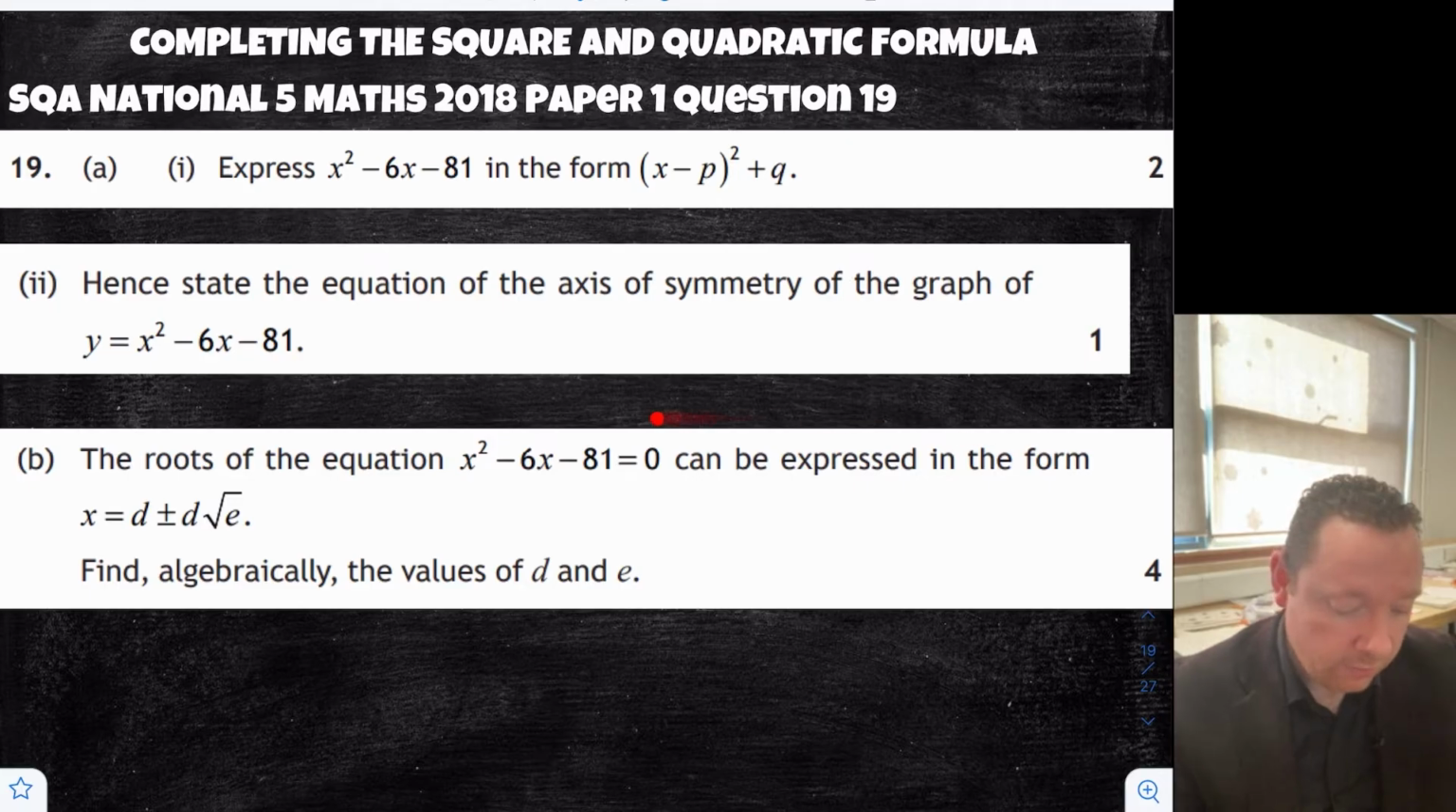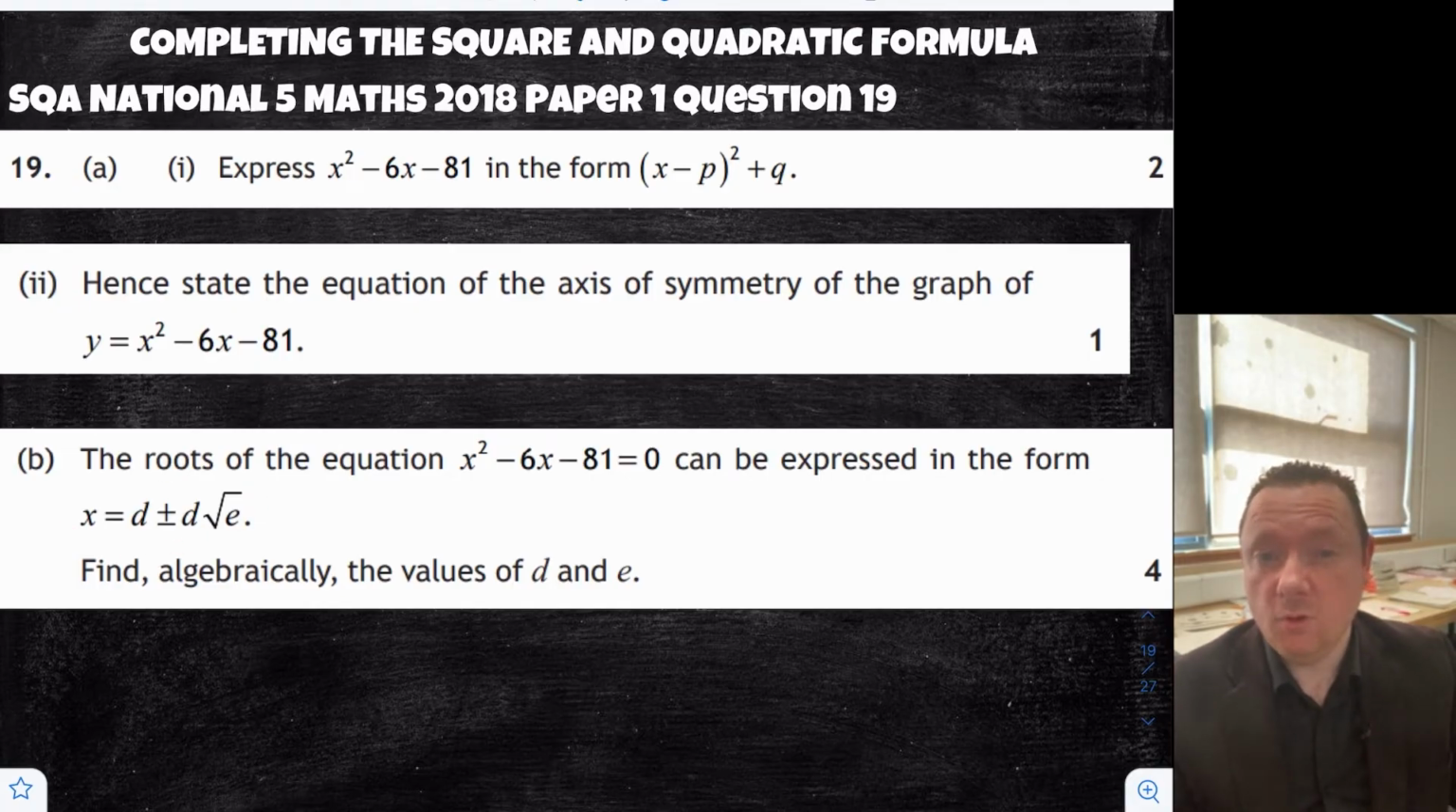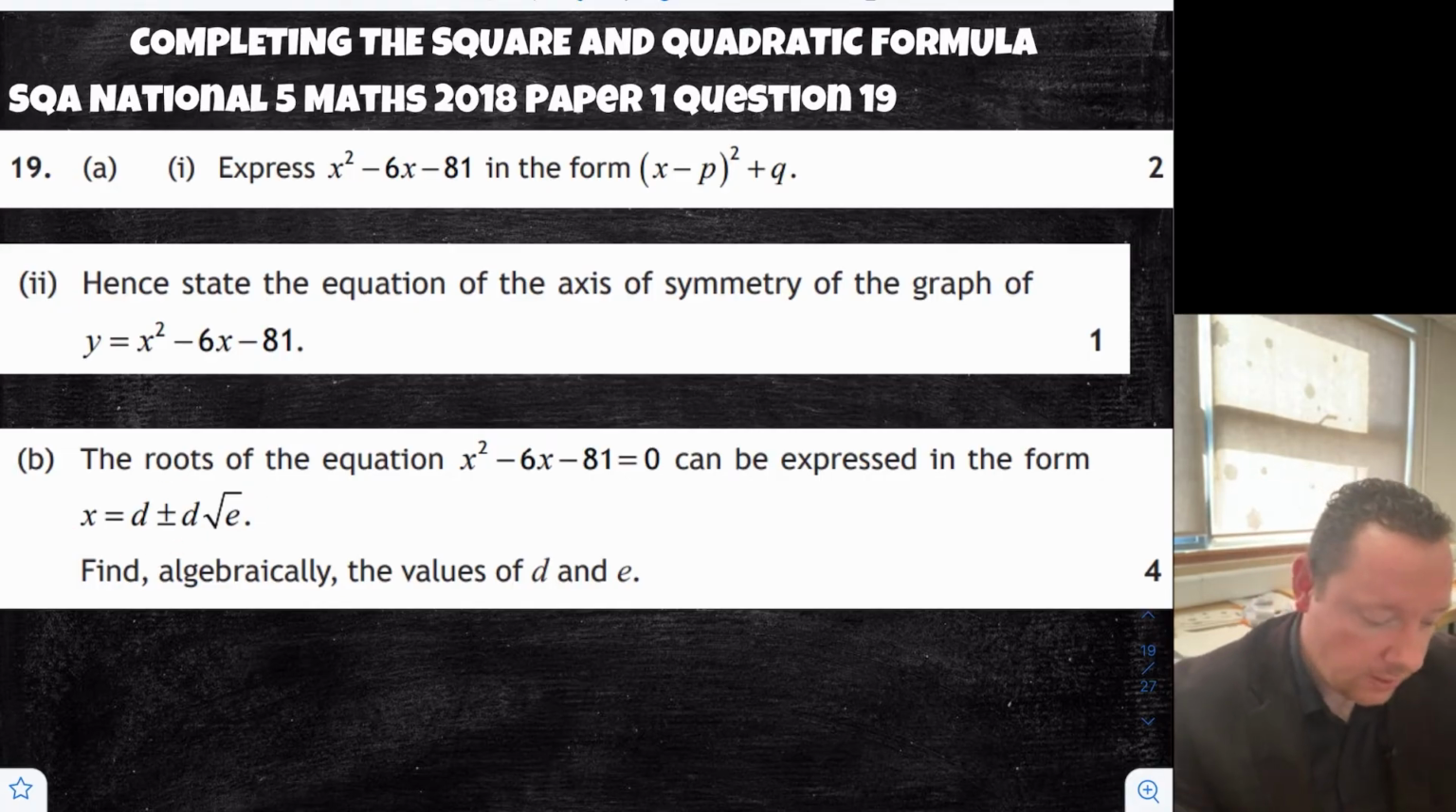So this is a quadratic formula question in a paper 1. We've expressly put it like that because that's what it looks like at the end or before you've got your answer. So let's go through this step by step. Question A. I've got x squared minus 6x minus 18.